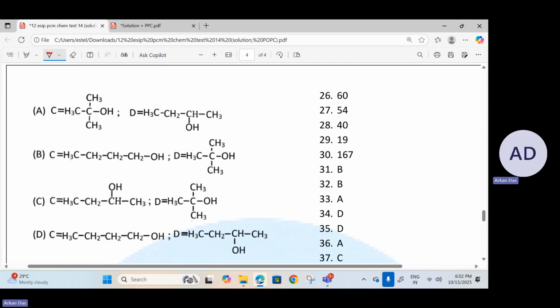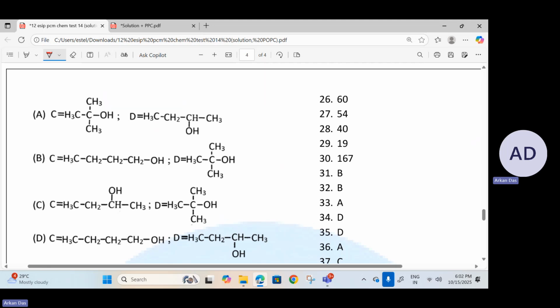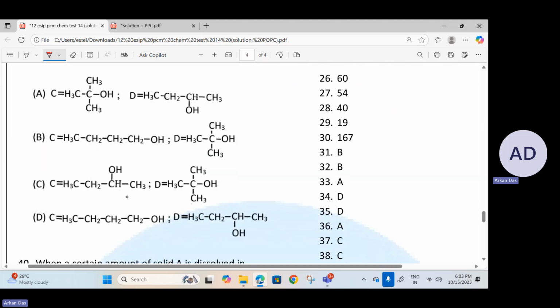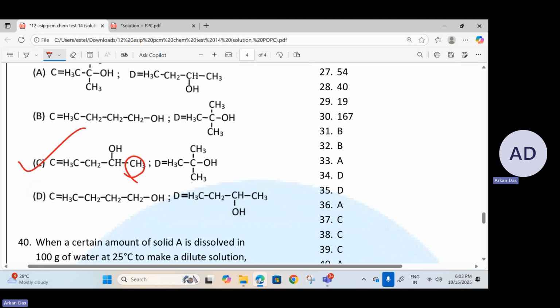Now option B is having primary alcohol, option C is having secondary. We just now said it is secondary alcohol and it should also have an alpha methyl. It has an alpha methyl group. So yes, option C is the correct answer.